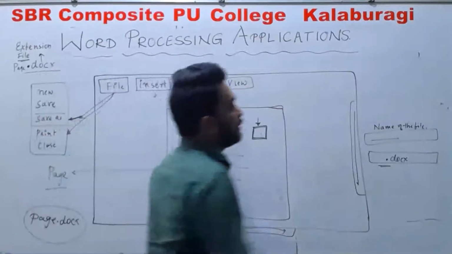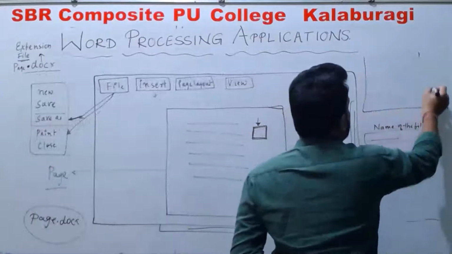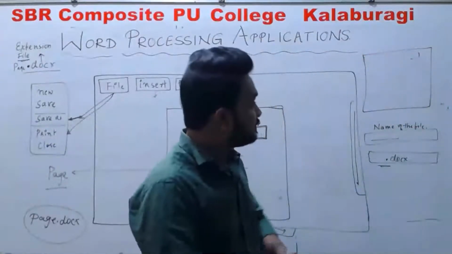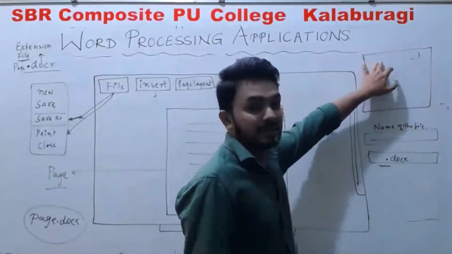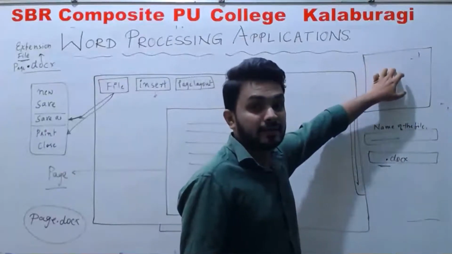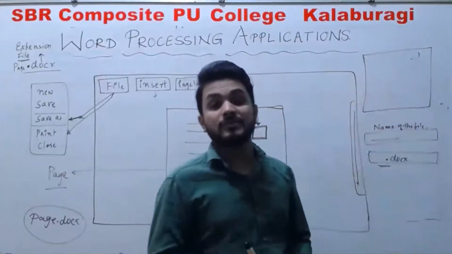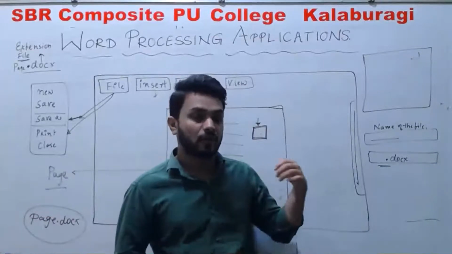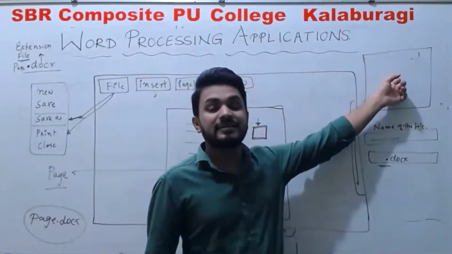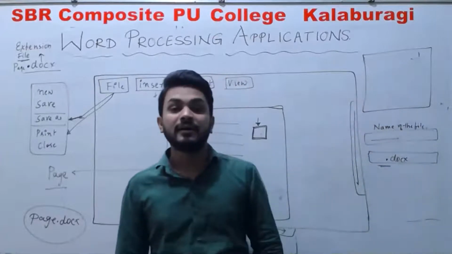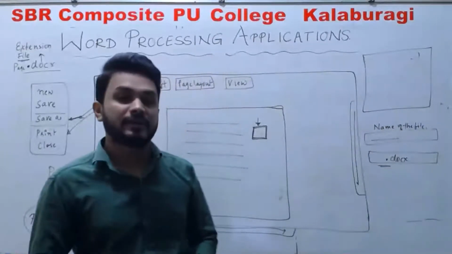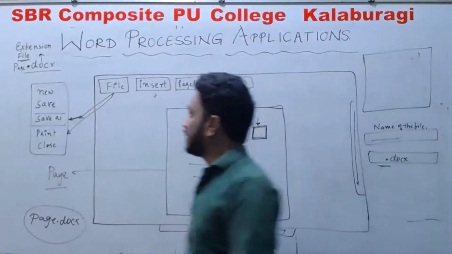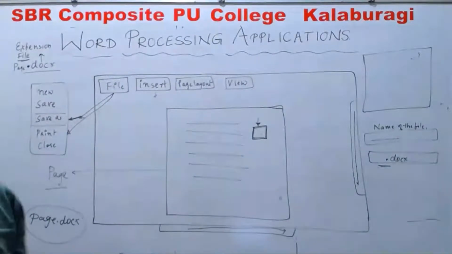In the print you will get n number of options, like properties and advanced, then you have to attach one printer to print that file. Number of copies you want, like if you want 2 copies or 3 copies of the same document, just increase the number of copies, then print the particular file. So this is the basic introduction to word processing file.